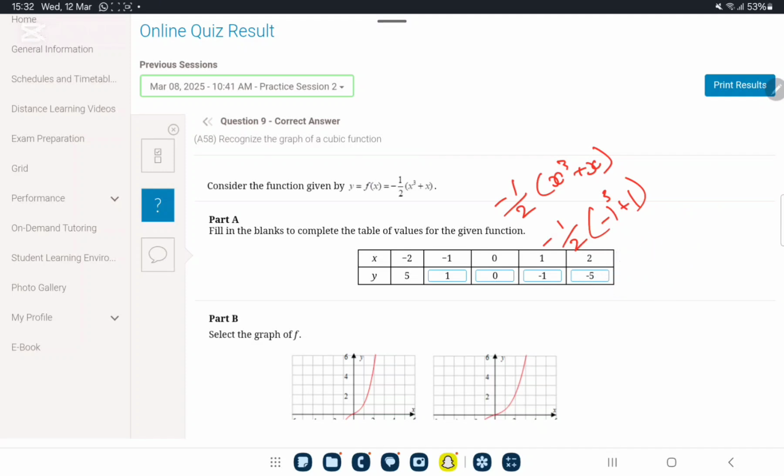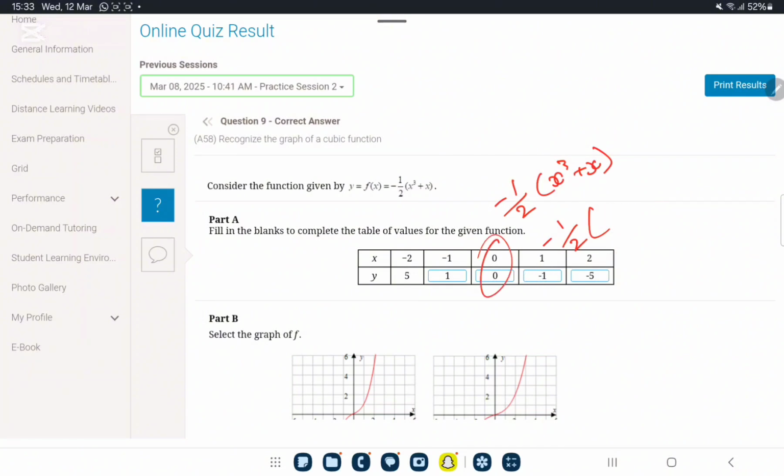Oh yeah, sorry, my bad. I put 1, it's supposed to be minus 1. So minus 1 over 2 times minus 1 cubed minus 1, so minus 1 over 2 multiplied by minus 2. Negatives cancel, and then 2 over 2 is 1. So (minus 1, 1), and then you put the 0. So the whole bracket is going to be 0. 0 multiplied by anything is 0, so (0, 0).